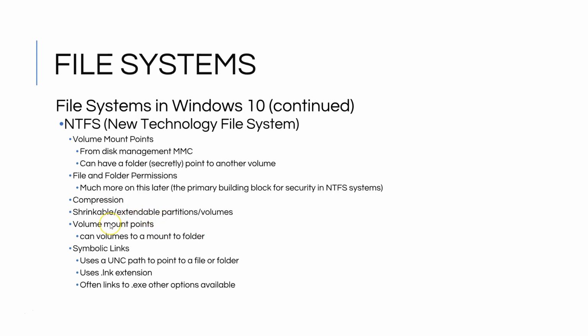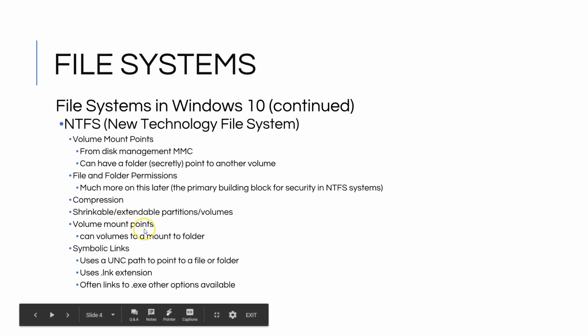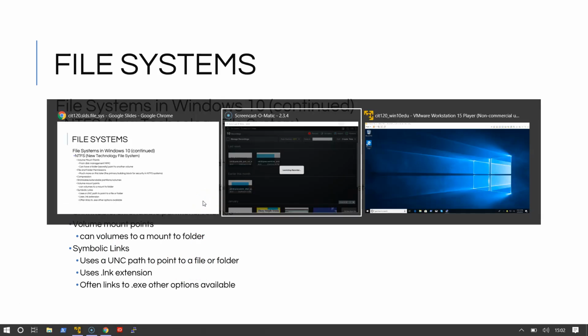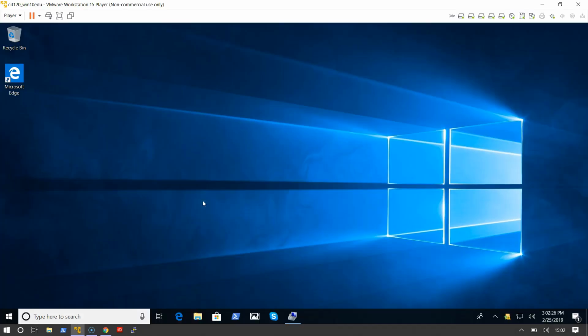Extend it, excuse me. Volume mount points. Mount points, we already talked about. It's up there twice for some reason. And we have symbolic links. A symbolic link can use a UNC path to link to an exe.